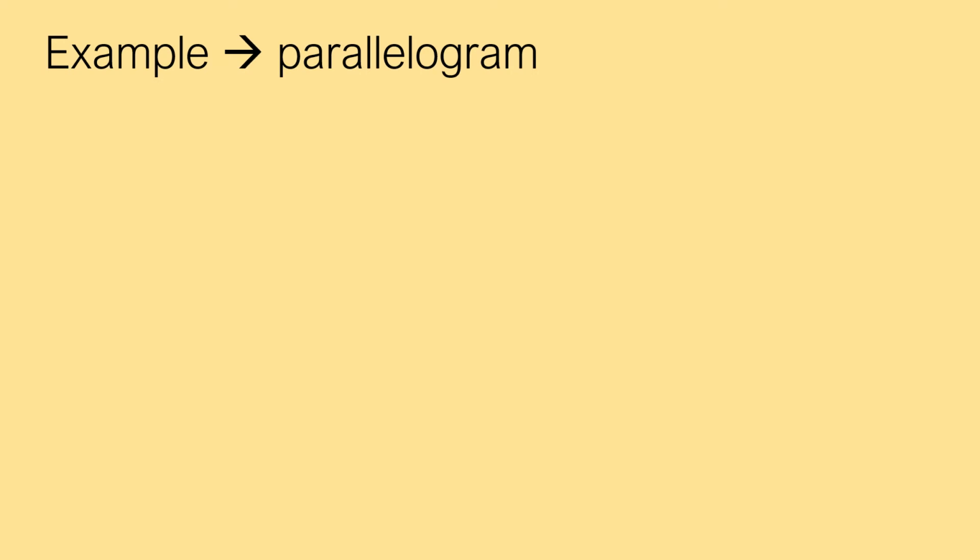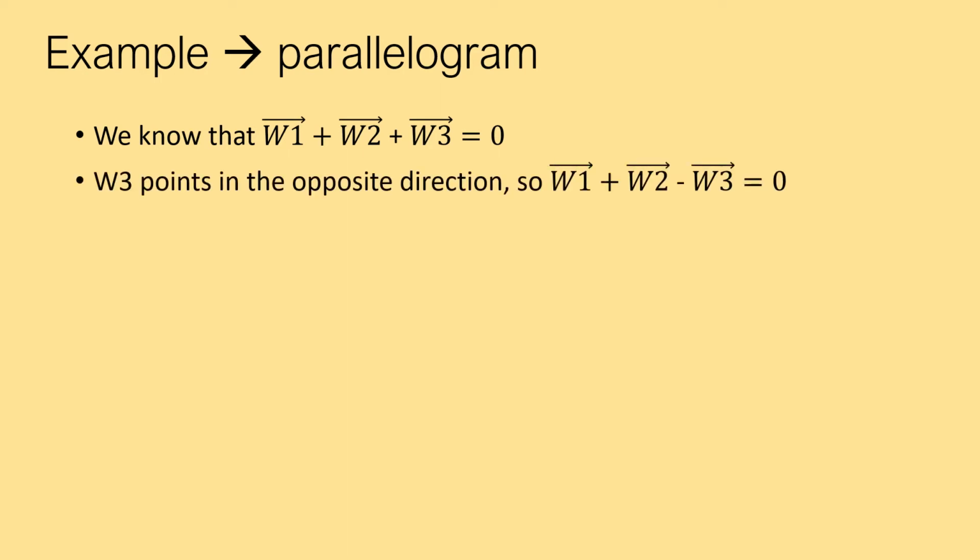If we look at the same example with the parallelogram rule, we know that it's not moving. Therefore, weight 1 plus weight 2 plus weight 3 all equals 0 in vector form. Okay. So weight 3 is in the opposite direction to weights 1 and 2. Therefore, the vector sum of weight 1 and weight 2 minus vector W3 all equals 0. So weight 1 plus weight 2 equals weight 3.